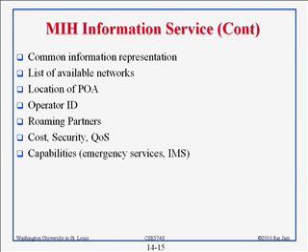All right. Common information representation: list of available networks. You can get the location of each point of attachment. You will get the operator ID. You will get the roaming partners list. You will get the cost, security, quality of service, and you will get the capabilities of the network. So these are the things that you need to make your decision whether to switch.